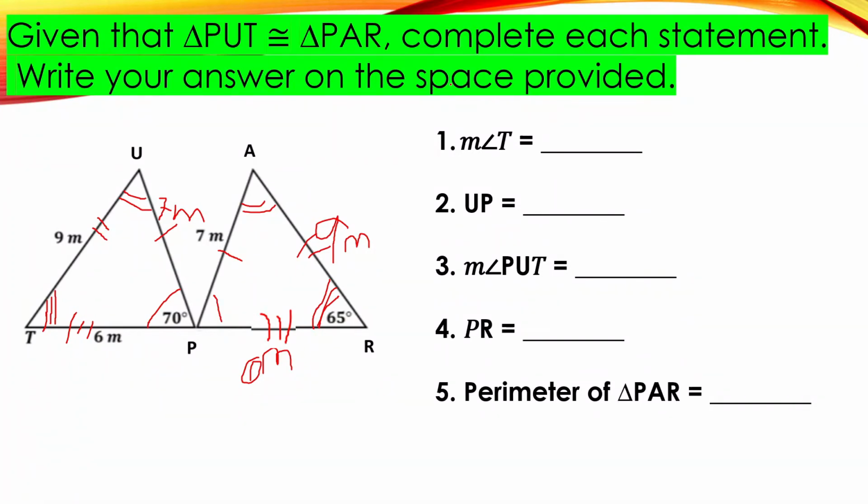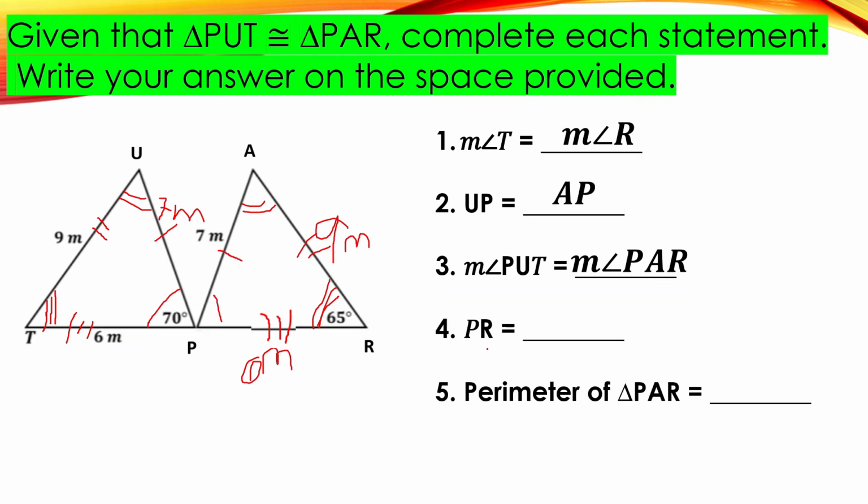Okay, let's answer number 1. If the measurement of angle T is equal to what? Yes, the measurement of angle R. Very good. Kung 65 ito, ibig sabihin ito rin ay 65. Next, for number 2, UP. So, side UP is equal to, anong kaparehas? Yes, AP. Very good. Next, if the measurement of angle PUT is equal to what? So from PUT, therefore, PAR. Very good. The measurement of angle PAR.